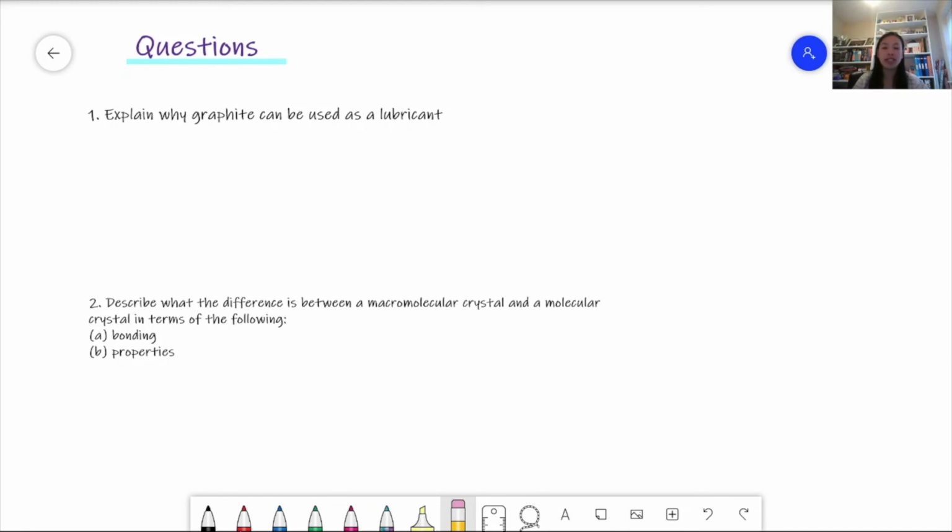And so for the properties, that means that a macromolecular crystal has a very high melting point compared to a molecular crystal, which would have a very, very low melting point because of the weak forces that we're trying to overcome, because we're not trying to overcome the very, very strong covalent bonds between the atoms. We're actually breaking the weak intermolecular forces between the molecules. Whereas in the macromolecular crystal, we're trying to break the strong covalent bonds, which obviously takes a lot of energy to overcome. So it has a very high melting and boiling point.